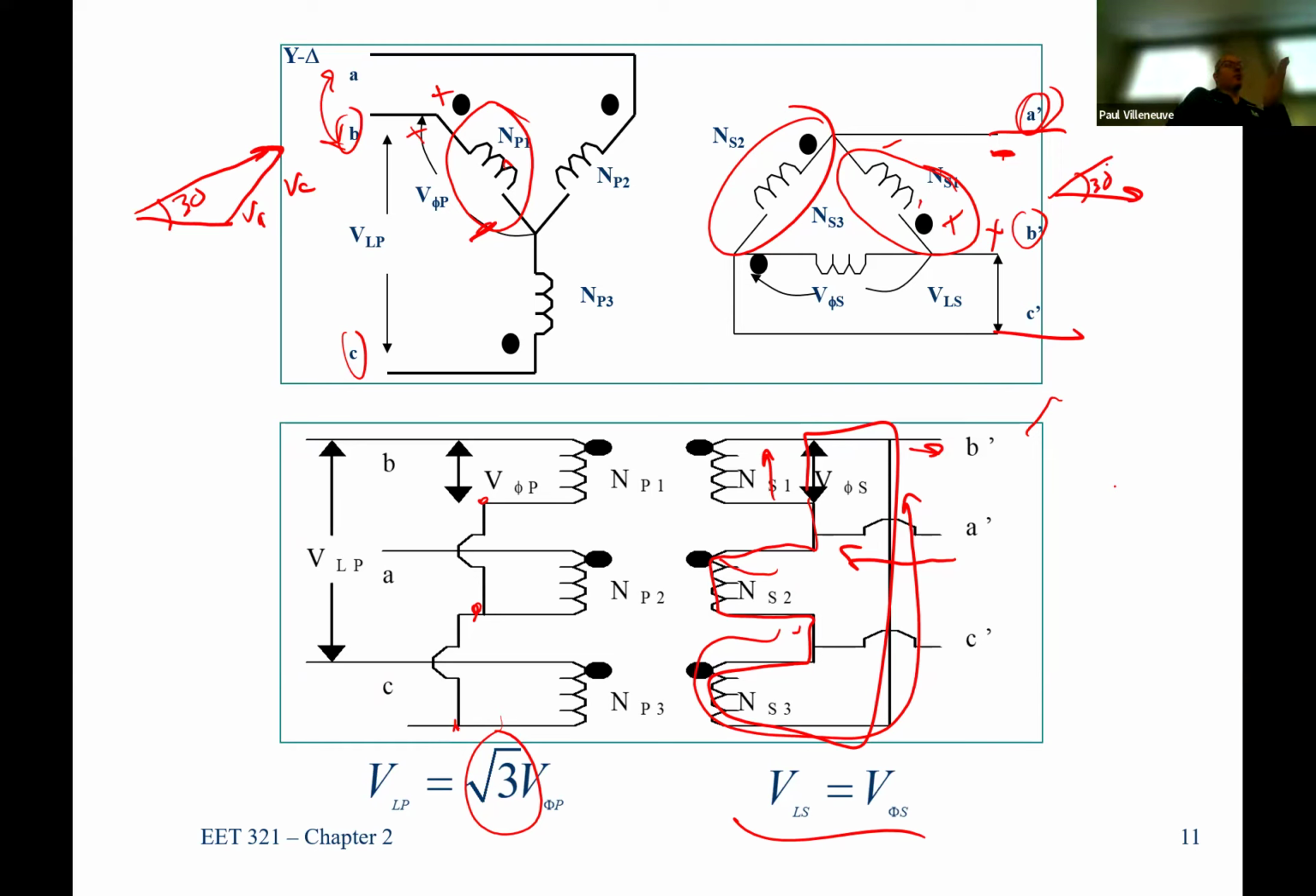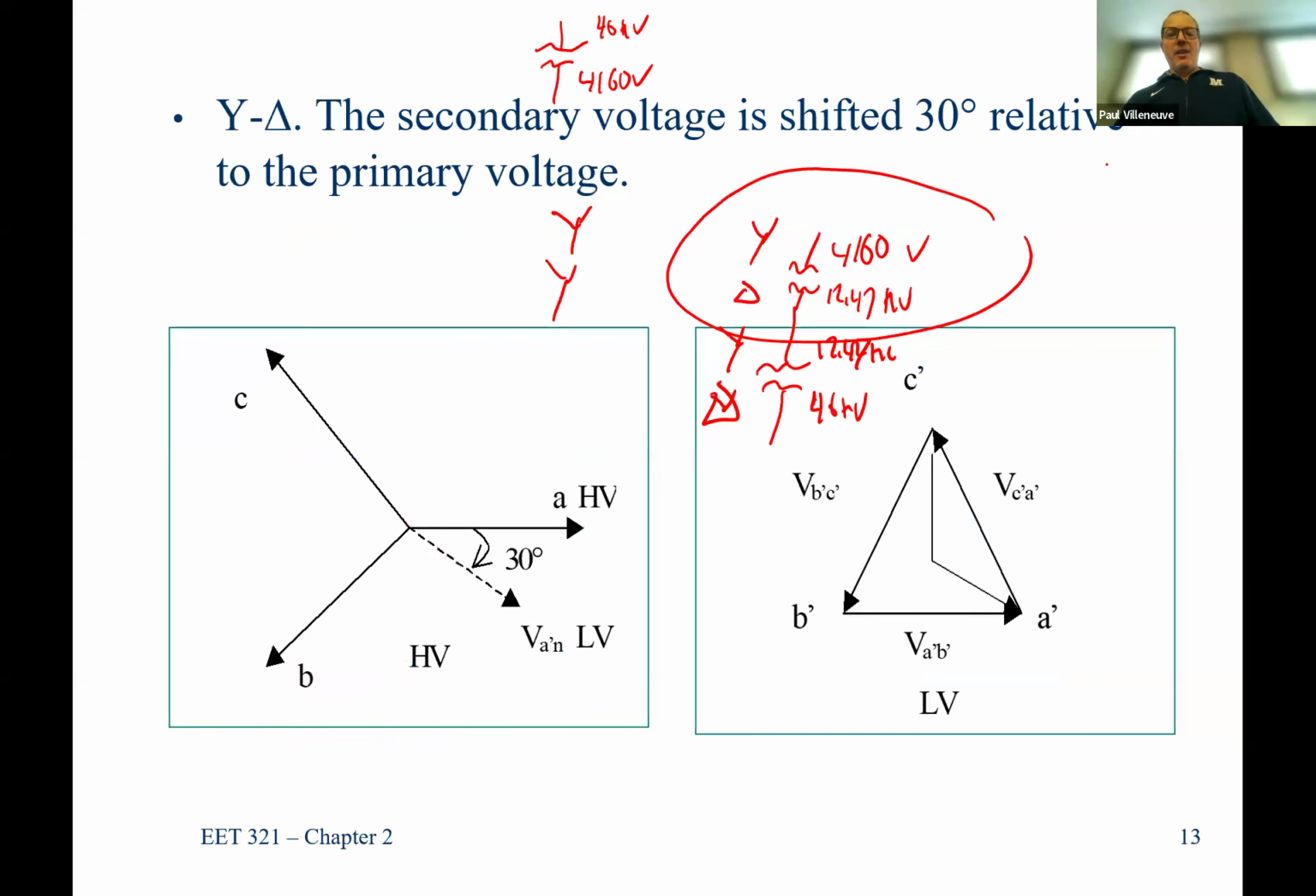And that's just by adding the vectors. Anytime you go from a phase voltage to a line voltage in a Y connected circuit, you've got to have 30 degrees. That's just because of the math. So that's the hard part about dealing with that. Okay.